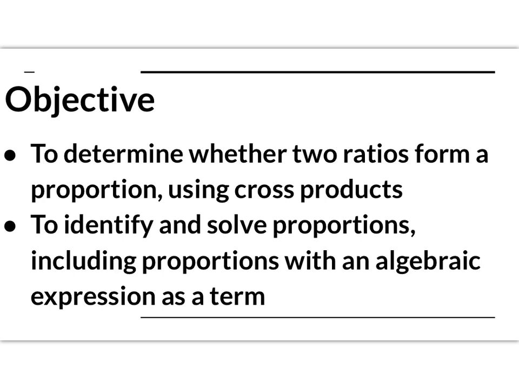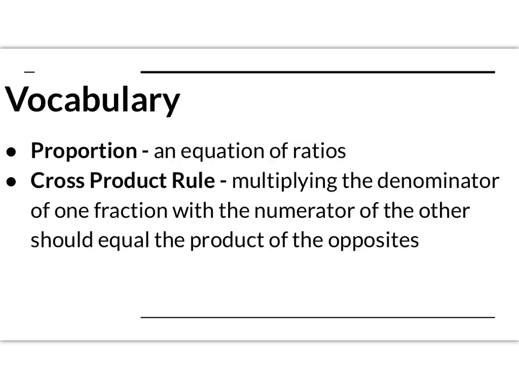Here are our objectives, our vocabulary. We saw proportion was in the last video. Here's the cross product rule. So if you have, which we saw in the last video, 3/4 equal to, I don't know, 7/2. So what you do is multiply the bottom of one with the top of the other, and the top of one with the bottom of the other. So you will have 3 times 2 equal to 4 times 7. And as you can tell, these are not proportional.